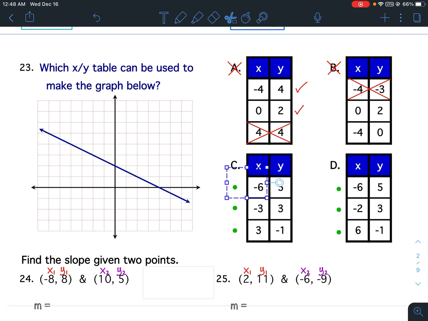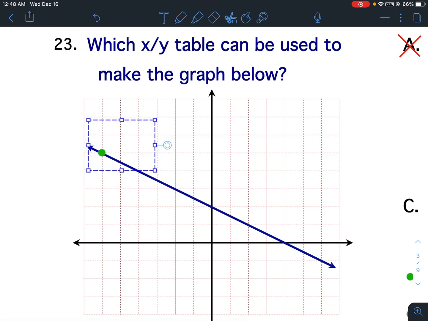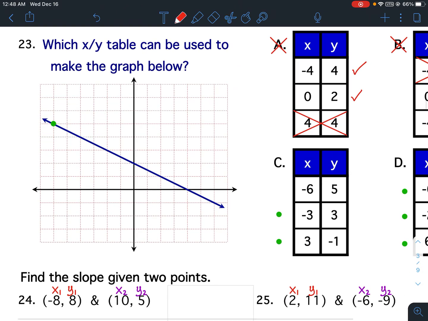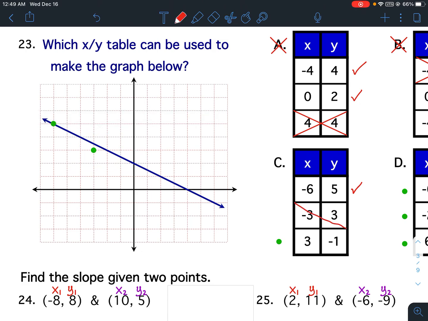All right, -6, 5. So -1, 2, 3, 4, 5, 6. 1, 2, 3, 4, 5. So it looks like our first point here, -6, 5, does fall on the graph. So put a check mark. -3, 3. 1, 2, 3. 1, 2, 3. Does that point fall on the graph? No, it's right below it. So -3, 3 does not work.